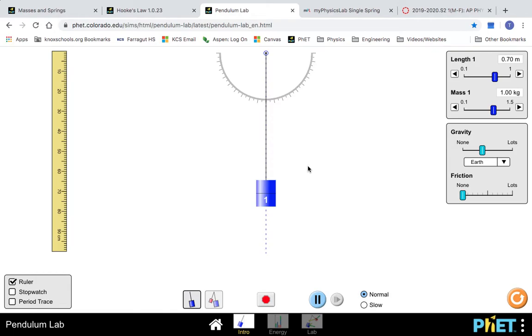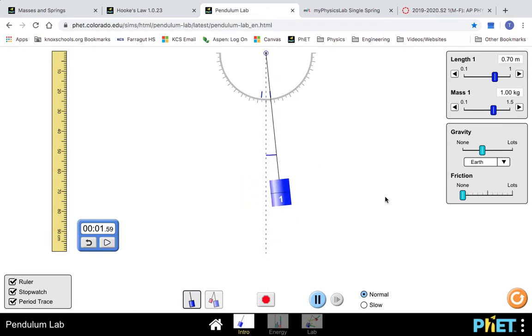And this is a pendulum lab where I can set this up to swing like that. And right now I don't have any friction going on. I'm not going to do too much on this, but you can also do a period trace, and so about 1.6 seconds.